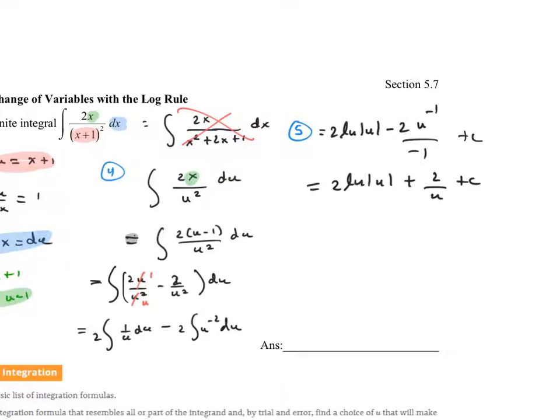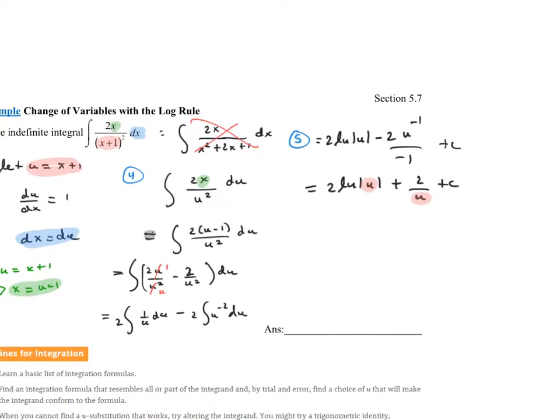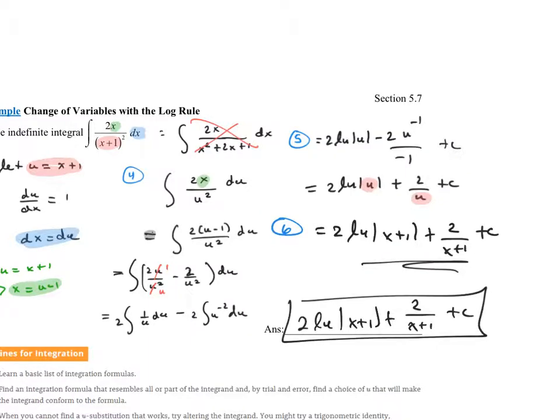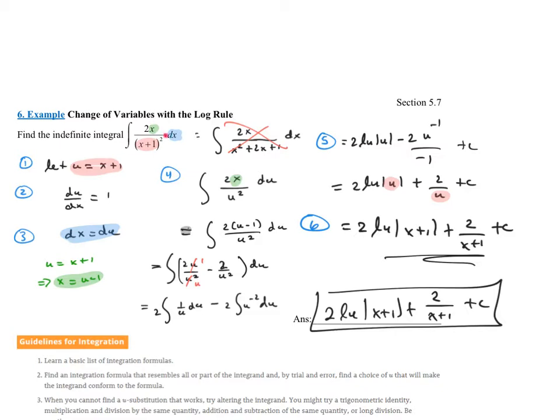And then again, remember the last step that I have to do is back substitute for u. So go back to the original part, the first step of this entire thing, and I'm getting step 6, back substituting for u. I would have 2 times the natural log of the absolute value of x plus 1, plus 2 over x plus 1, plus c. And there's my final answer: 2 times the natural log of the absolute value of x plus 1, plus 2 over x plus 1, plus c. So again, if you started out by trying to distribute or FOIL out that denominator, it would not work.